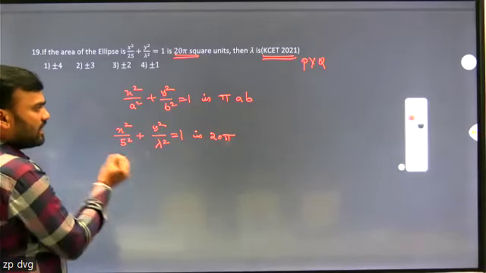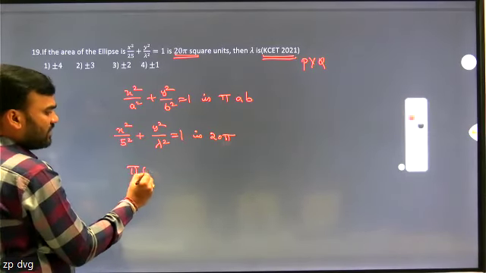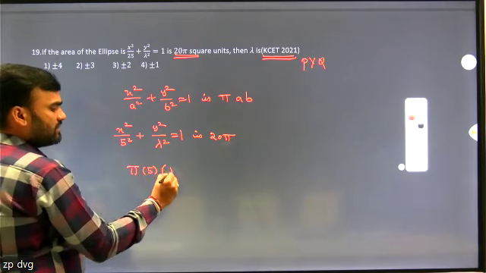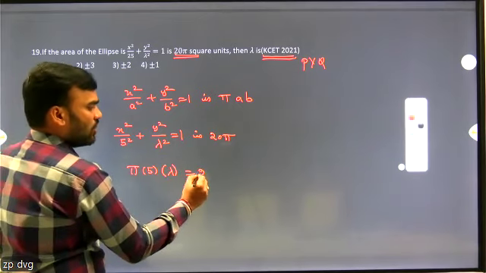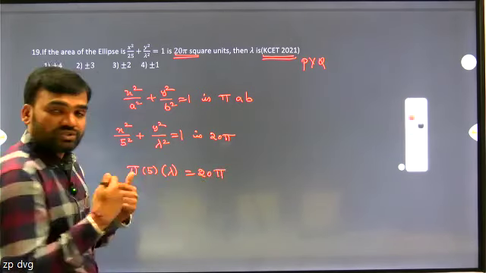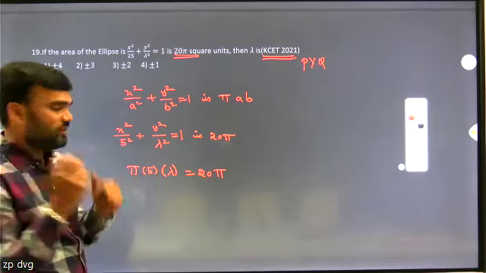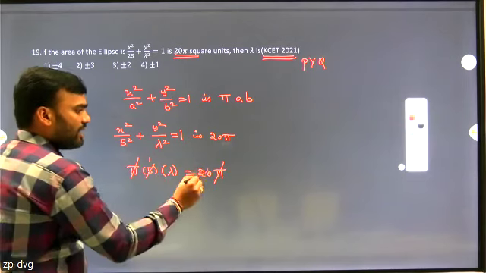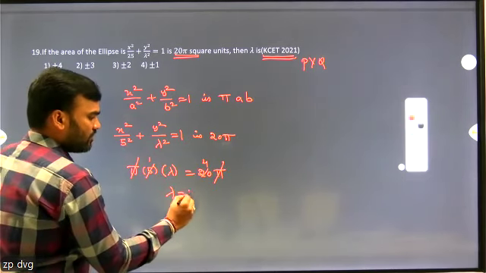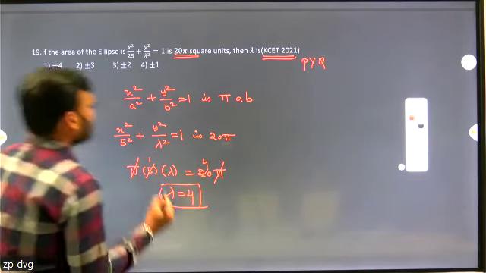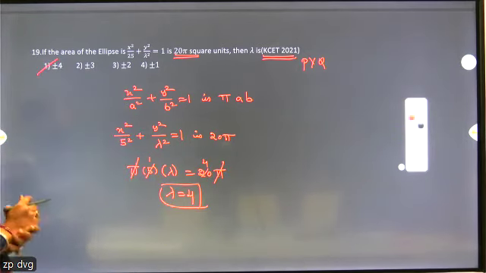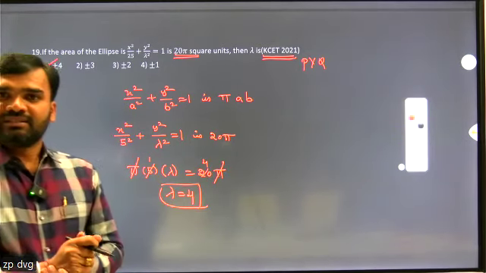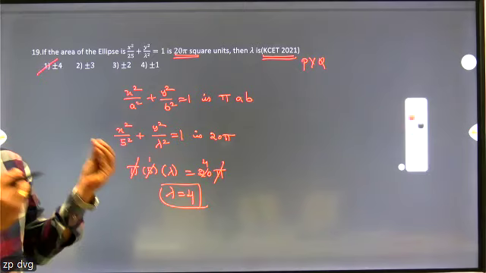According to the ellipse, a is 5, and b is lambda, so pi into 5 into lambda is equal to 20 pi. We have to find the lambda value. That's why pi gets cancelled: 5 ones are 5, 5 fours are 20. So lambda is equal to 4, which means plus or minus 4 is the answer. Very easy, one minute for this problem.